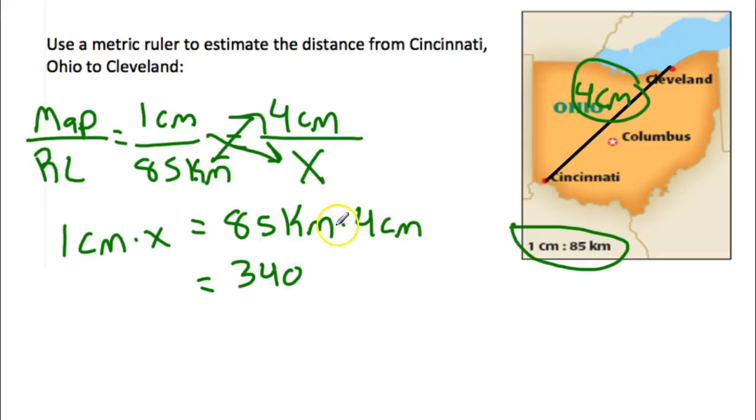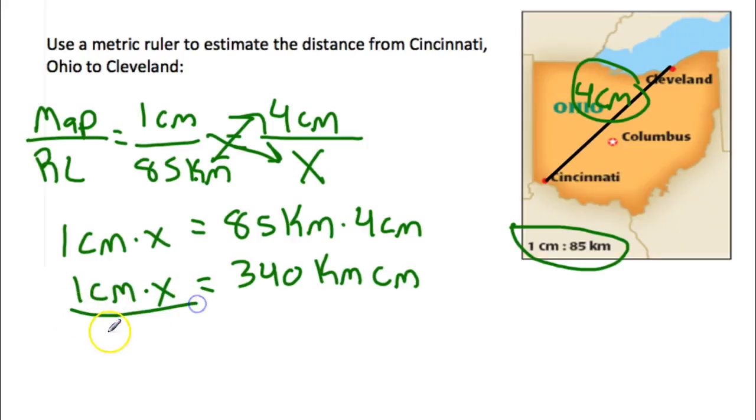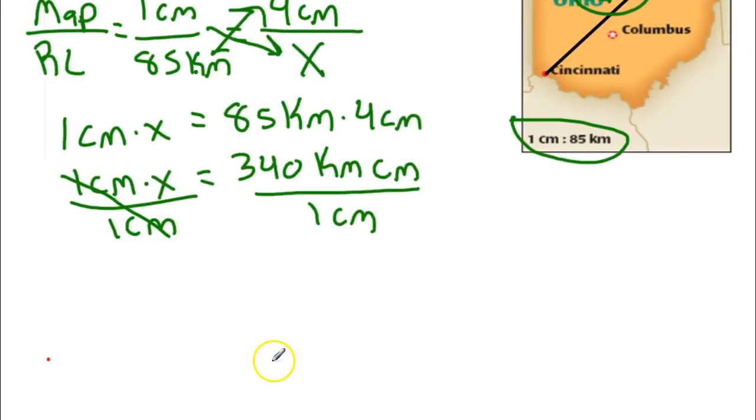340. And then I have kilometer and centimeter, right? I'm just going to write both of those, kilometer, centimeter, because I didn't cancel anything out yet. Over here, I still have 1 centimeter times x. So to get x by itself, I divide by 1 centimeter. I divide this by 1 centimeter. So now this side I'm left with x.